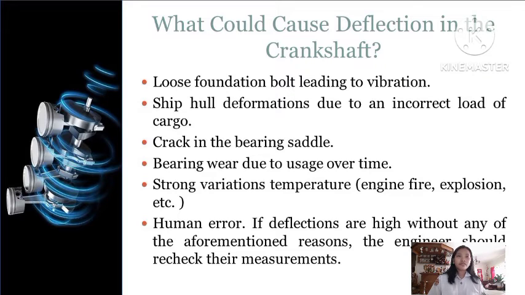And then strong temperature variations, such as engine fire, explosion, and so on. Lastly, deflection in the crankshaft could occur due to human error. If deflections are high without any of the aforementioned reasons, the engineer should recheck their measurements. So if the crankshaft breaks even though none of those reasons apply, then we might consider rechecking the deflection measurements that we made.